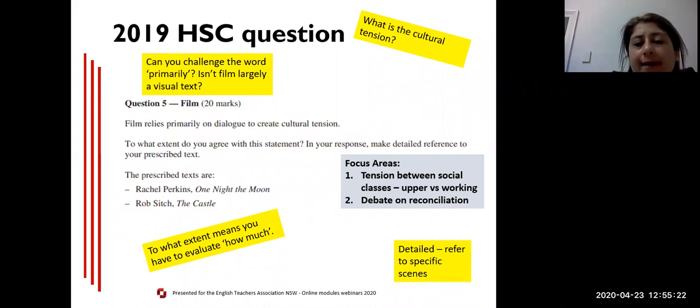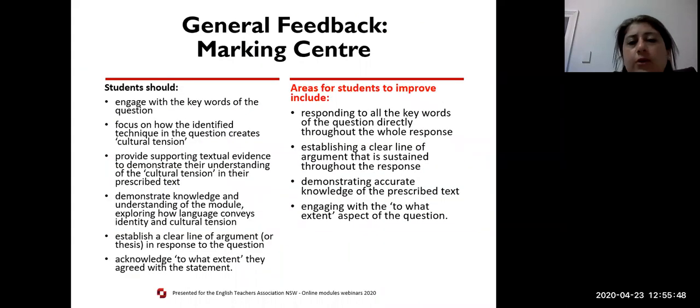And a very magic phrase that you make sure you have to look at is, to what extent do you agree? So it's not just asking you yes or no, it's asking you to evaluate how much you agree. To a significant extent, or is cinematic language to a lesser extent? So these are the things you have to sort of consider before you start to make your plan and breaking up your essay. The general feedback from the Marking Centre, if you have a look at that, you'll see what they wanted students to do and what students could do to improve.